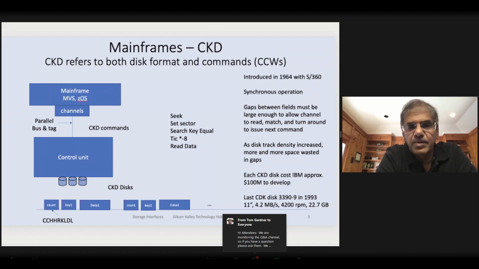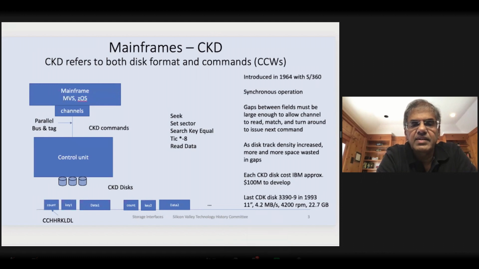So that was sort of offloaded to the channel and the control unit. An interesting thing about the way this thing worked is that if you look at the gaps between the count field and the key field, or the key field and the data field, a lot of work had to happen in that gap. You had to read, for example, in the channel program I show you in the middle there, where you are searching for a particular key, that key had to be read, moved all the way up to the channel through the control unit.